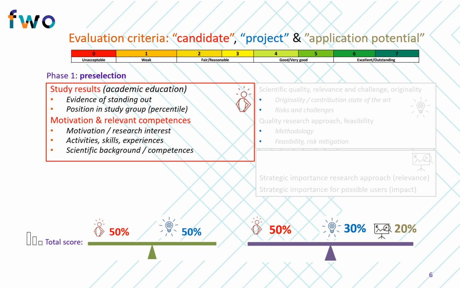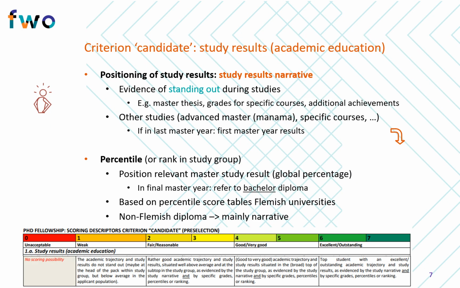For evaluating the candidate, please be aware that the evaluation criteria differ between the pre-selection phase and the interview phase of the evaluation procedure. In this clip, we only focus on the criteria related to the pre-selection phase. In this phase, you need to assess the applicant's study results as well as their competences and motivation. To assess candidates uniformly across all relevant sub-criteria, the application form contains several fields that probe the two components of the candidate criterion. Applicants are explicitly requested to submit a study narrative, providing evidence of standing out during their studies.